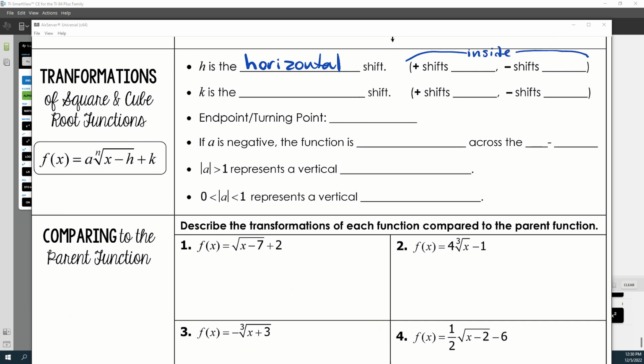All right, so do you know what direction it is if you add inside, if that's going to go left or right? What do y'all think? All right, so adding inside is going to shift to the left, and subtracting inside is going to shift to the right.